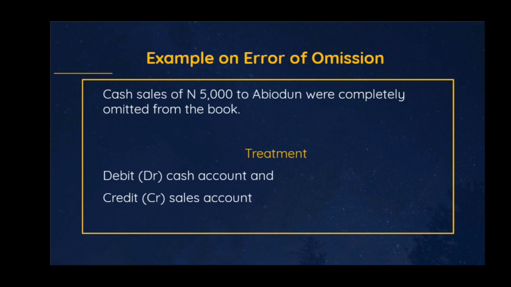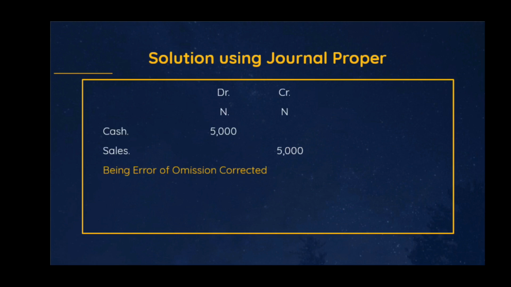Let us look at the journal entry. The journal entry will be debit cash 5,000 naira, credit sales 5,000 naira, being error of omission corrected.